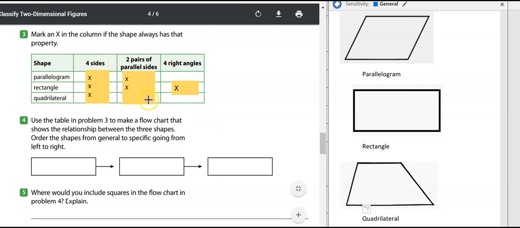So my rectangle would go right here because it's the most specific. So I would put rectangle because it fulfills all 3 of the properties. Now my parallelogram, it fulfills 2 of the 3. So I will put parallelogram right here. And my quadrilateral only fulfills 1 of those properties. So my quadrilateral will go here.